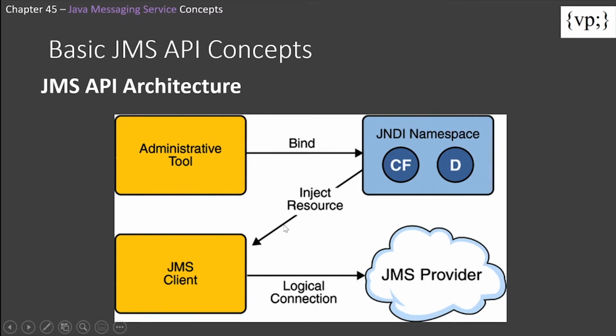Next, these things over here, these are messages. Messages are the objects that communicate information between the JMS clients. And a JMS provider is an implementation of the JMS interface that is used to establish a logical connection.